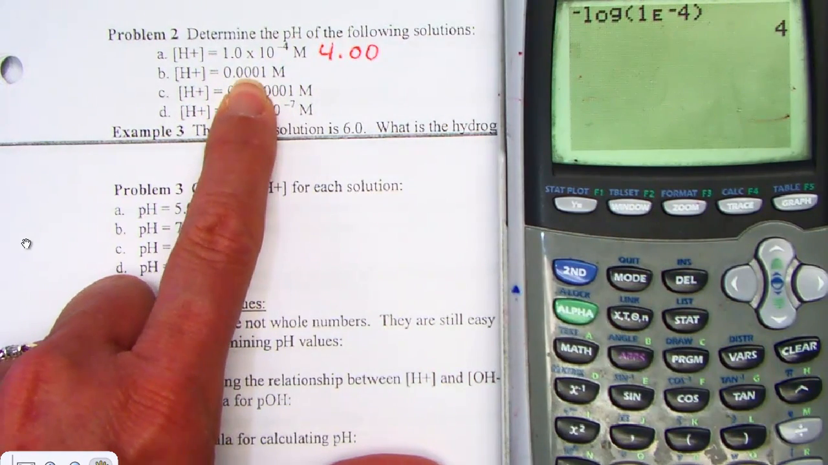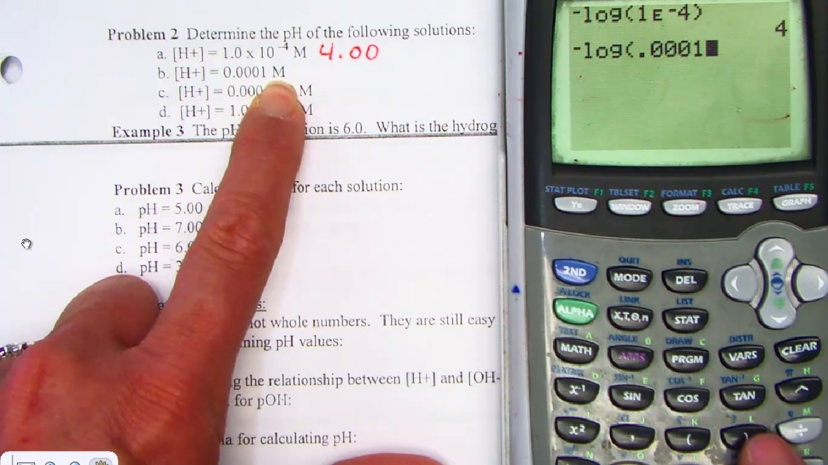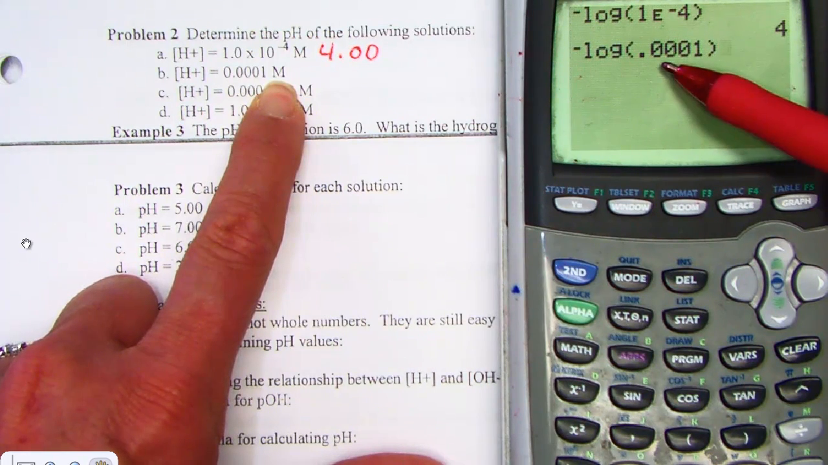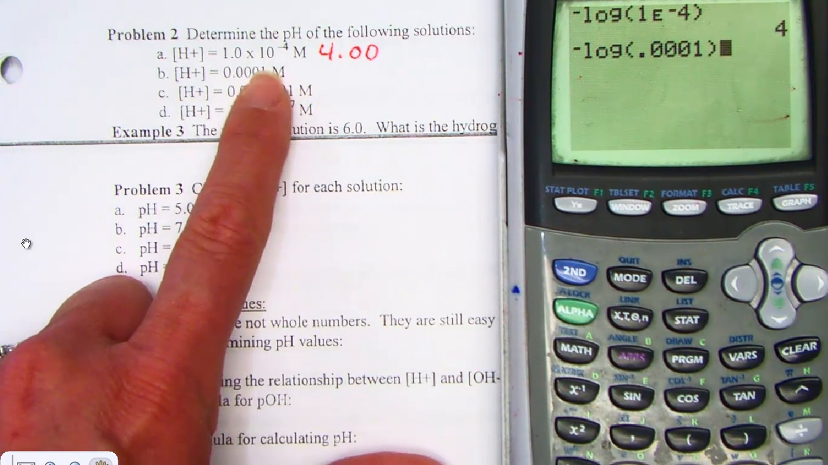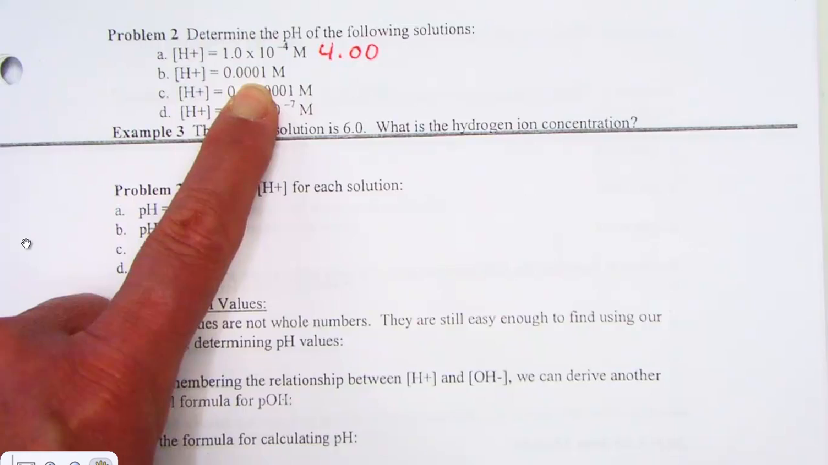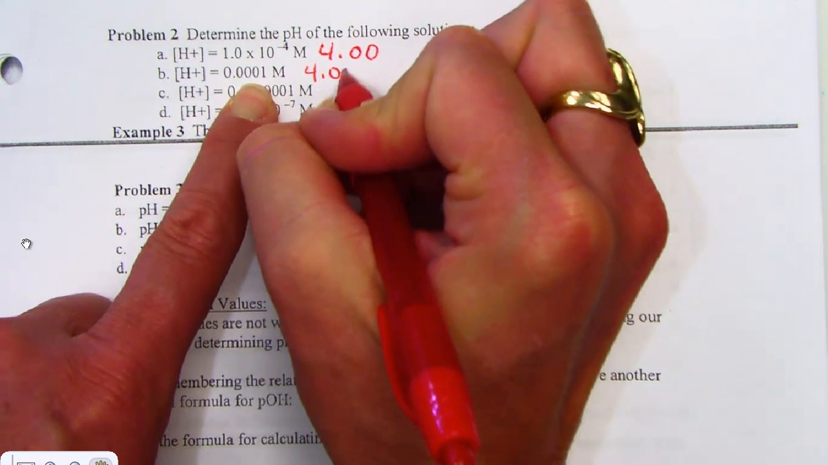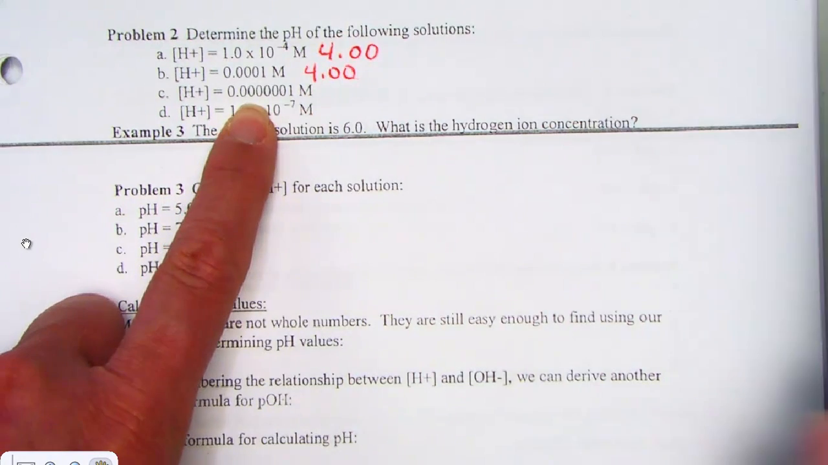Letter B, 0.0001 molar. 0.0001 molar, written in scientific notation, you might recognize that to be the same as the number above. The decimal form or the scientific notation form still arrives at the same answer for our pH unit. Letter B is also 4.00. These both lie in the pH range of acids.